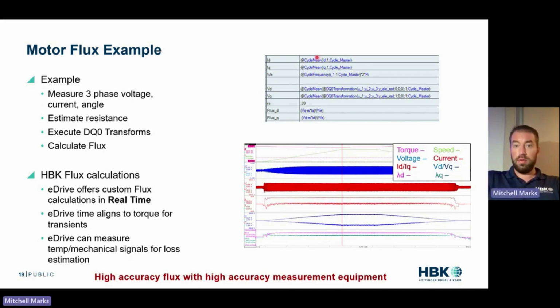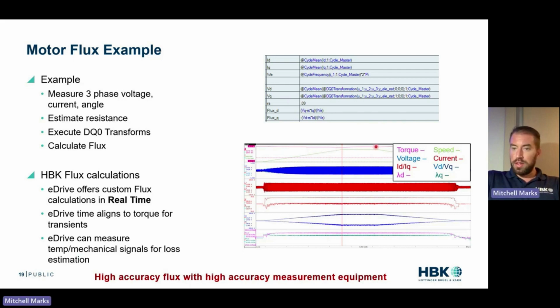So we look at a motor flux example. I just implemented that simple equation. I know you're probably not using that. But we measure the three-phase voltage, we estimate the resistance, we execute the DQ0, and we calculate flux. And we can see our equations here. These are all implemented in the hardware in real time, available for feedback to our hardware in the loop. And then we have our example.